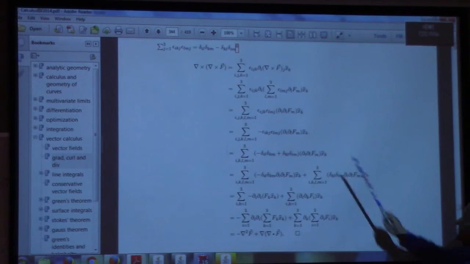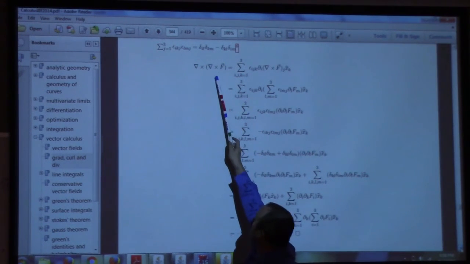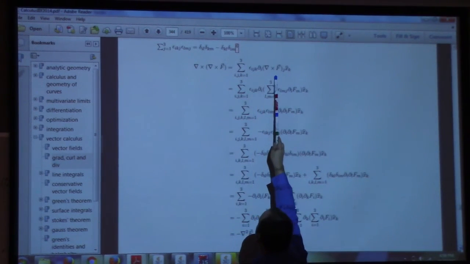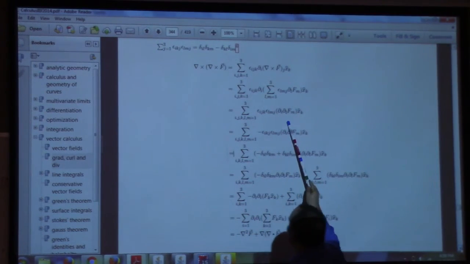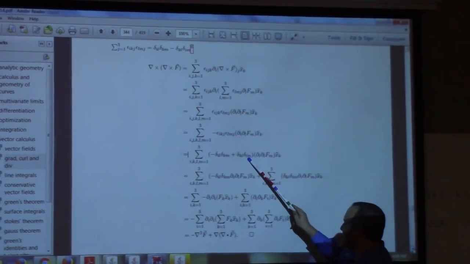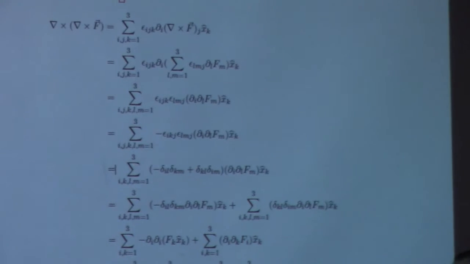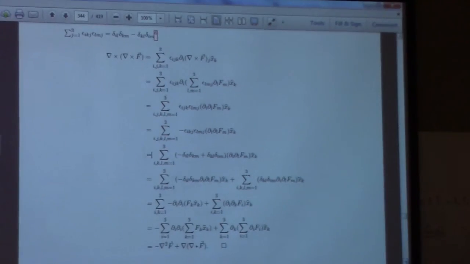Here we go. So, the curl of the curl is this, which is that, which is that, which is that. There you go. Okay. See you tomorrow.